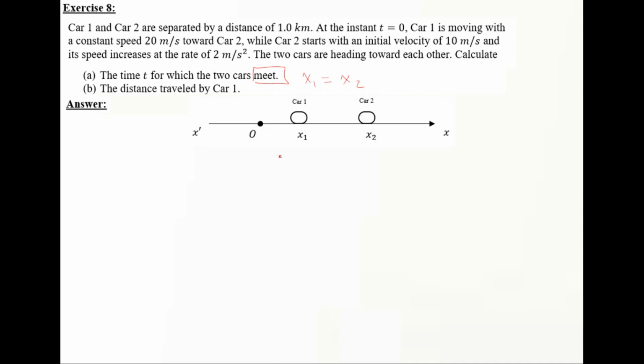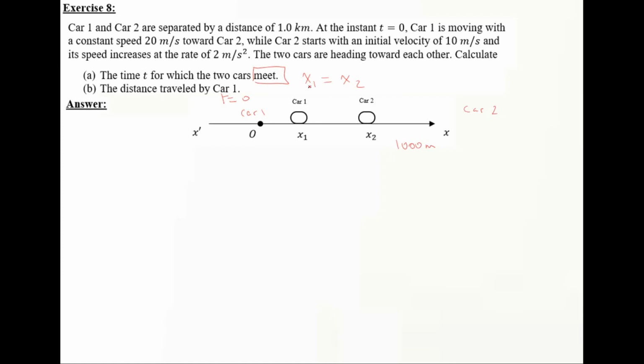Then a diagram in such problems would be helpful. This is car 1 designated by position x1 and car 2 designated by position x2, but we need to understand initially what's happening, or fix the initial conditions. At t equals 0, we will suppose that car 1 coincides with the origin and car 2 would be located somewhere here at a separation distance of 1000 meters. So let me repeat, at the initial instant car 1 would be at the origin and car 2 would be at a positive position given by 1000 meters.